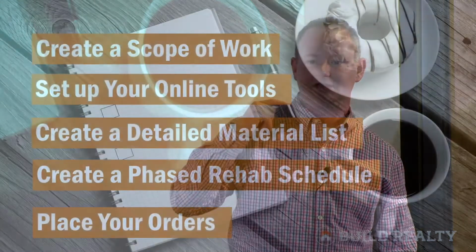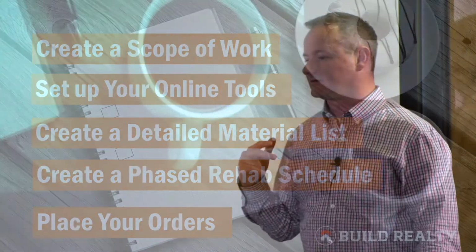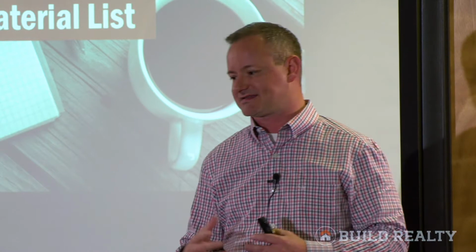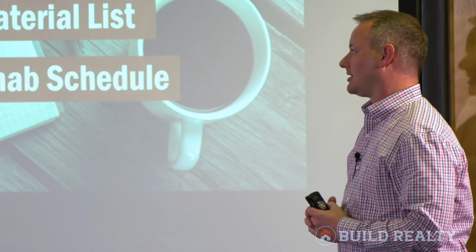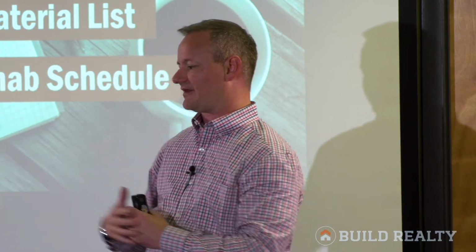Just to recap, the 5 things you need to do. You need to create a scope of work. You need to set up your online tools. So you need to create a detailed material list, every single thing that you'll need for the property, and create a phased rehab schedule. So you at least have an idea of everything that needs to be done on the house.